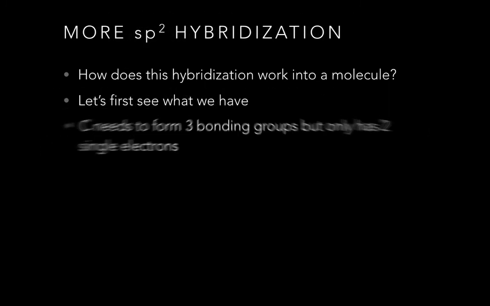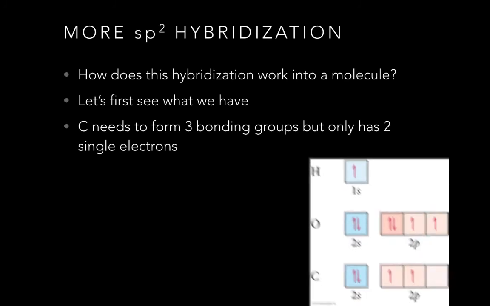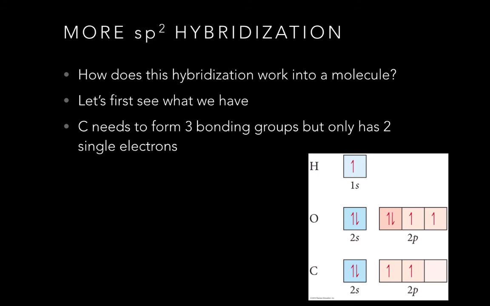If we look at the orbital diagram, what we see is that carbon needs to form 3 bonding groups, but it only has 2 single electrons, and we can see that here in our orbital diagram. We've just got our electron right here and an electron right here, and so just looking at the atomic orbitals, that does not allow us to form 3 bonding groups, and so we need to hybridize those orbitals in carbon, and we're going to hybridize to form sp2 orbitals.